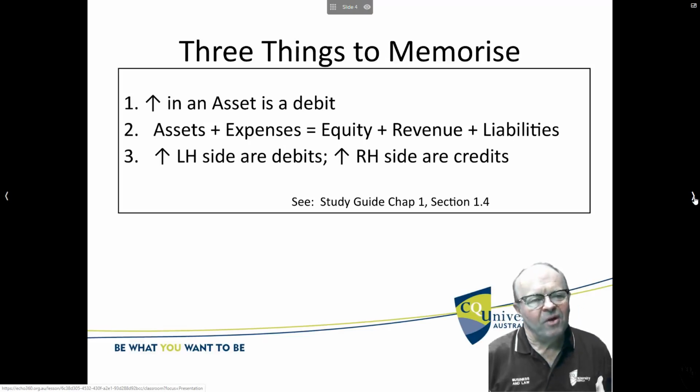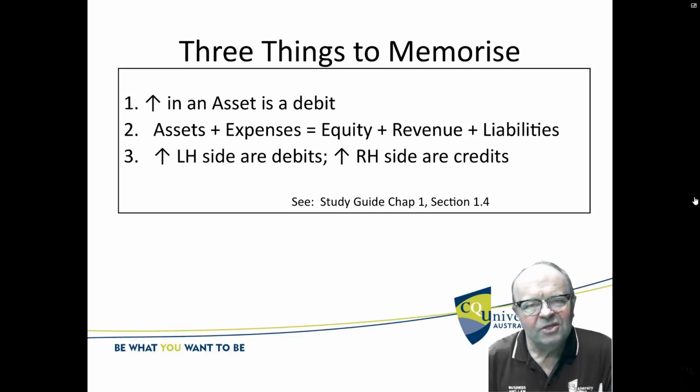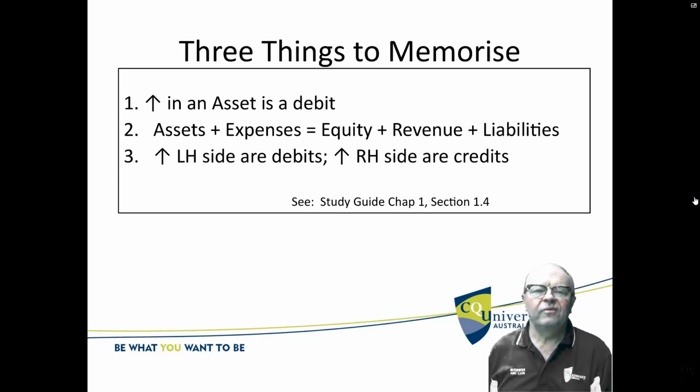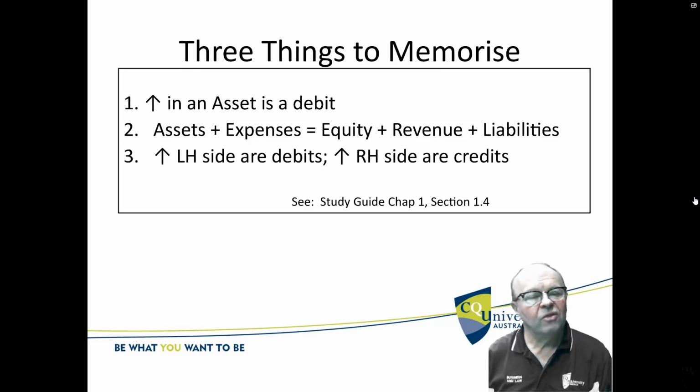The 3 things to memorise. These are the 3 things you need to know to do bookkeeping or double entry accounting. 1, an increase in asset is a debit. 2, assets plus expenses equals equity plus revenue plus liabilities. And 3, increases on the left-hand side, asset and expenses, are debits, and increases on the right-hand side, equity, revenue, and liabilities, are credits. Have a look at the study guide, chapter 1, section 1.4.